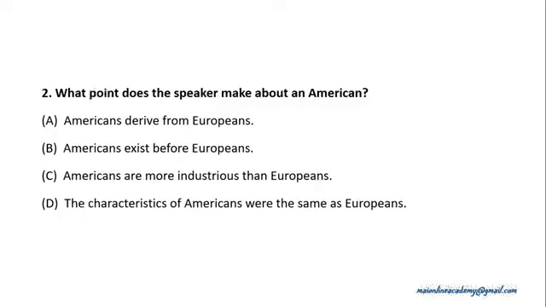Number 2. Listen to a history teacher talking to a class. In 1782, Jean de Crevecoeur published Letters from an American Farmer, in which he defined an American as a descendant of Europeans, who, if he were honest, sober, and industrious, prospered in a welcoming land of opportunity, which gave him choice of occupation and residence. What point does the speaker make about an American?